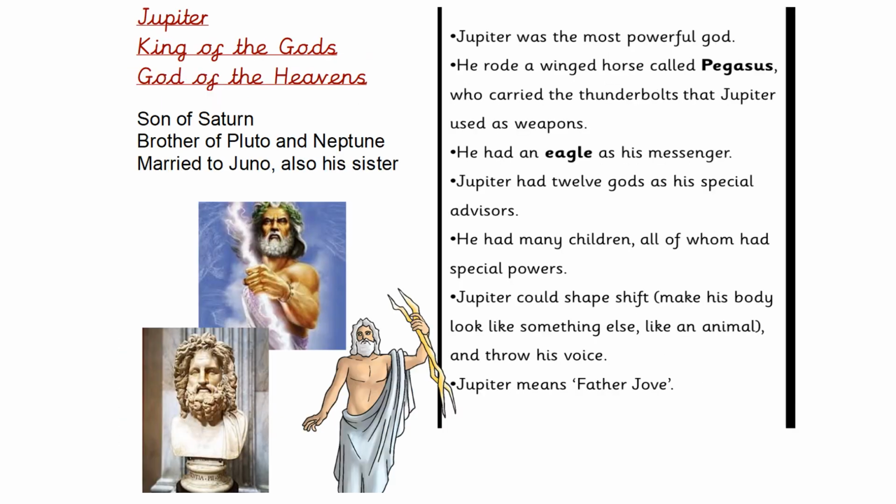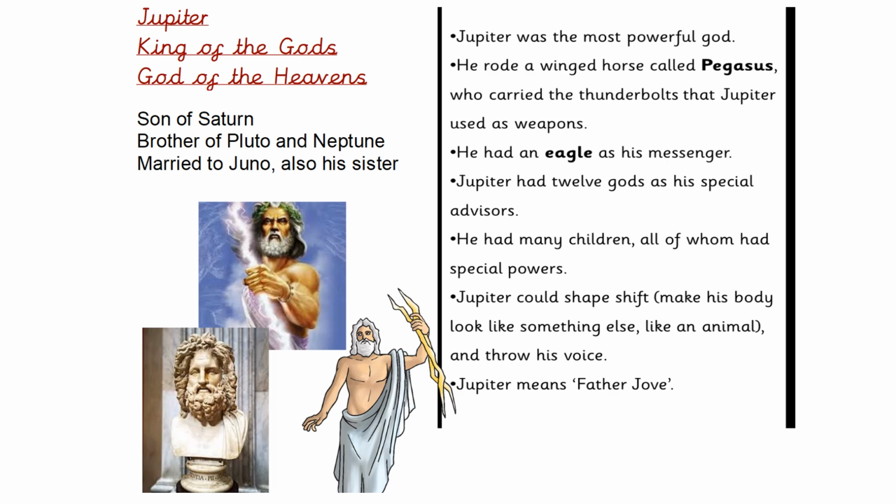So this is Jupiter, king of the gods, god of the heavens. He is the son of Saturn, and his two brothers are Pluto and Neptune. He is married to a person called Juno, a goddess, who is also his sister. Jupiter was the most powerful god. He rode on a winged horse called Pegasus. I wonder if you've heard of that word before. And he carried thunderbolts as his weapons.